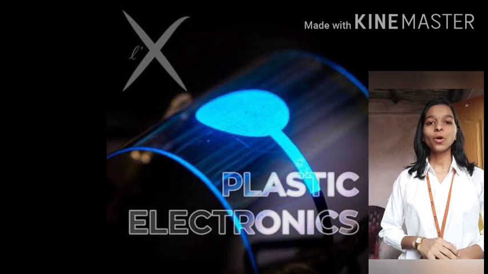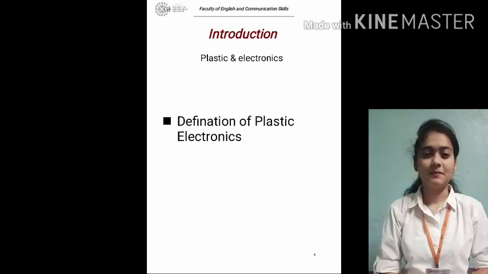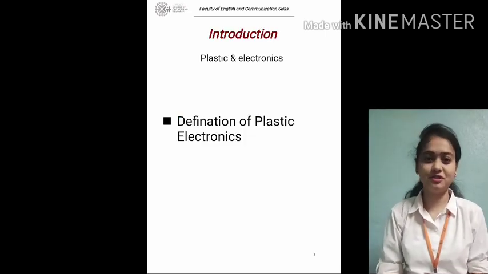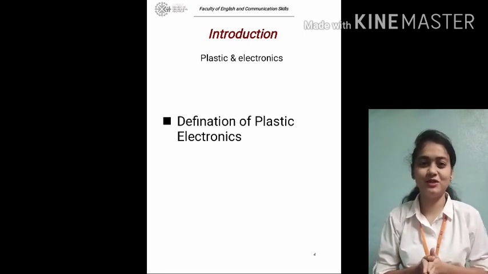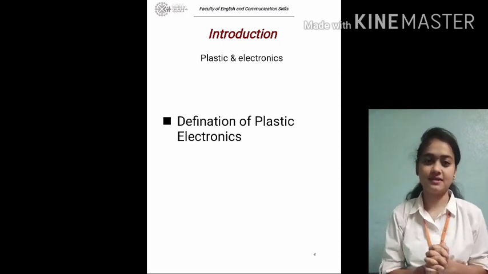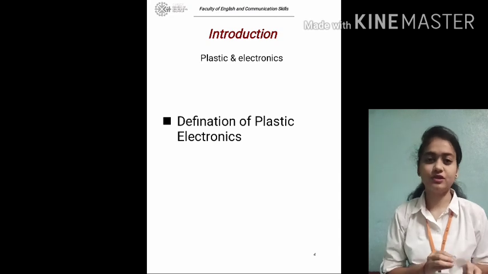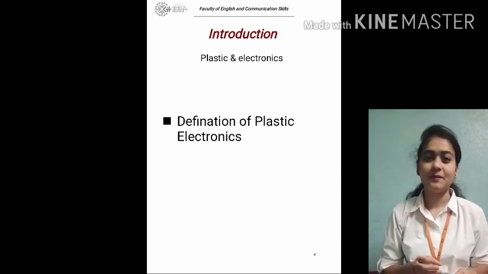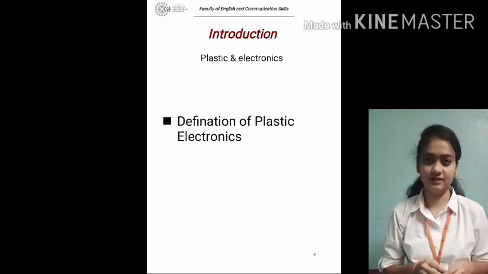Today we are going to talk about plastic electronics. Plastic electronics is a branch of electronics which deals with conducting polymers and organic polymers. For a long time, plastic was found to be an insulating material which could not conduct electricity. But in 1970, it was proved that plastic also conducts electricity.